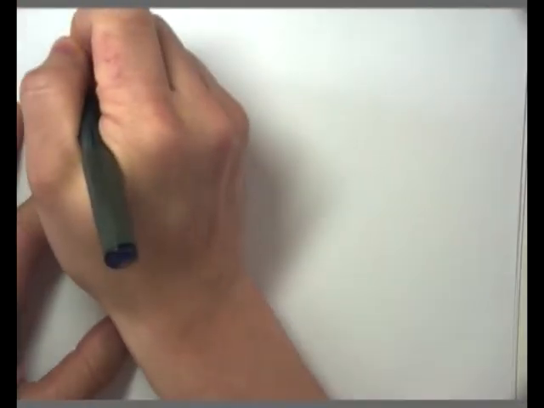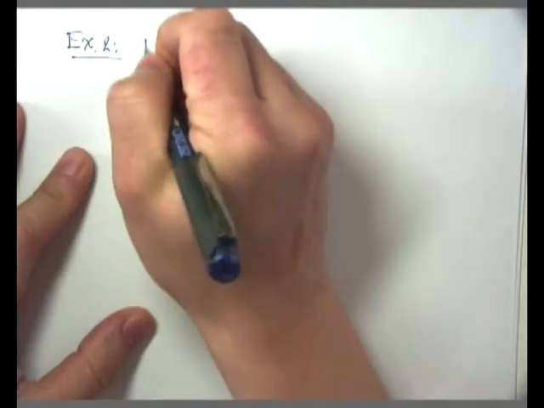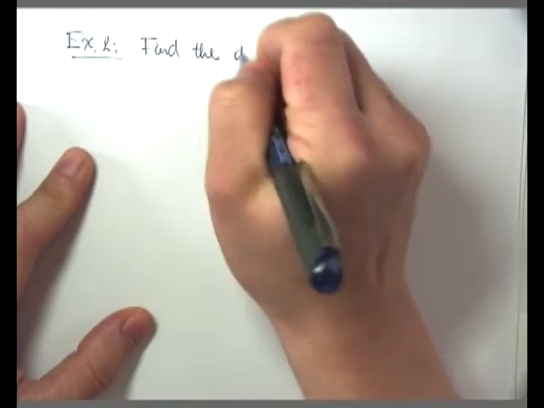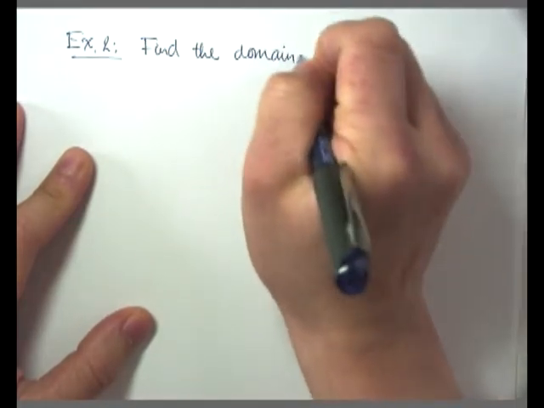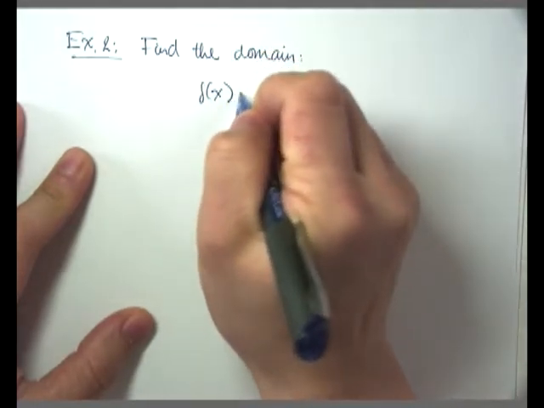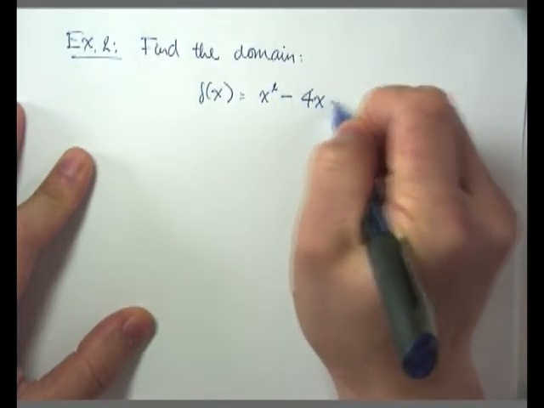In example 2, let's look at another function. We want to find the domain. And the function that we have here is f of x equals x squared minus 4x minus 5.